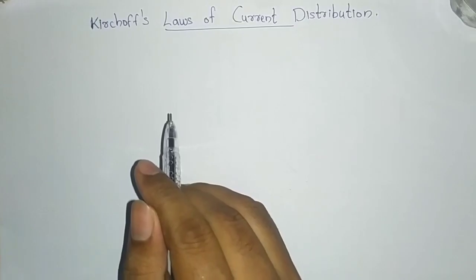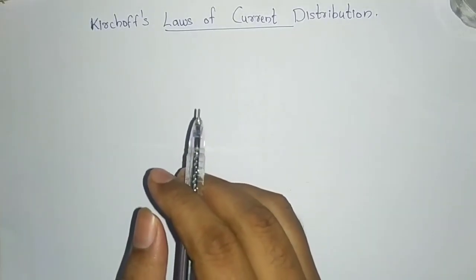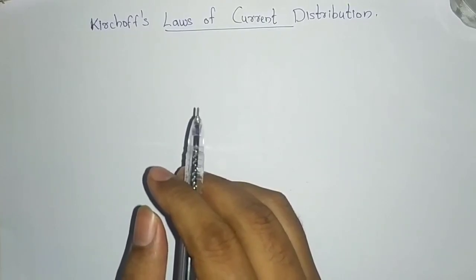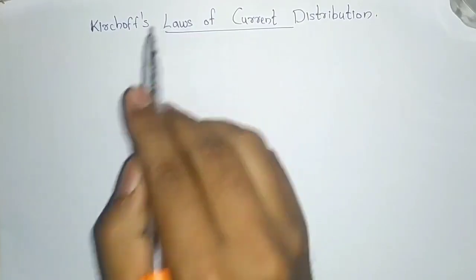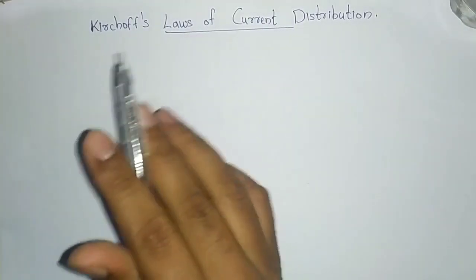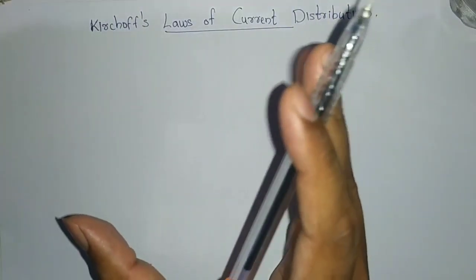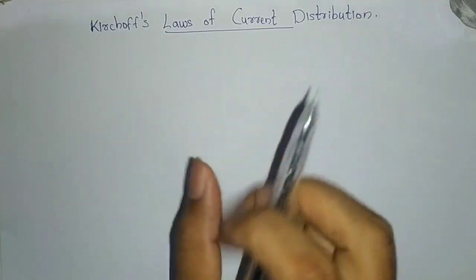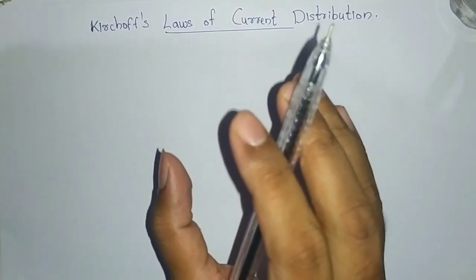To study complex circuits, in 1842 a German physicist, Robert Kirchhoff, concluded something from experiments and gave two laws which are known as Kirchhoff's laws. Actually, Kirchhoff's laws can be used as an extension of our Ohm's law. Ohm's law was used to find the total current, the resistance, and the potential difference using the equation V equals IR.